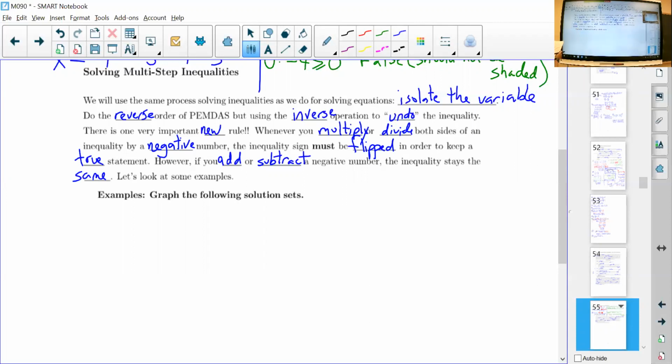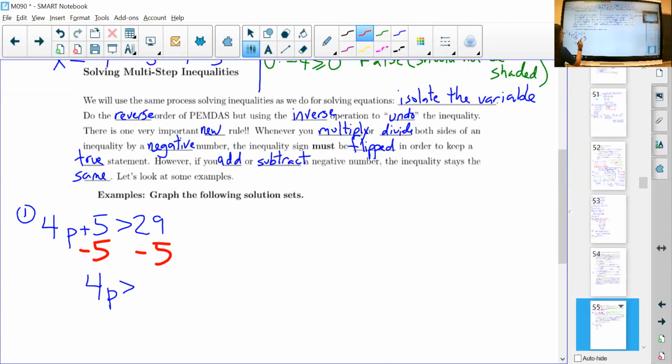So, some examples. Example 1, we have 4p plus 5 is greater than 29. So we're basically going to solve this the same way we would solve 4p plus 5 equals 29. I've got a p term and 2 constants. Let's move this constant over there. Undo the addition. Now I have 4p greater than, subtract this, I get 24.